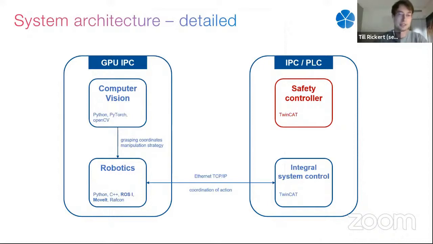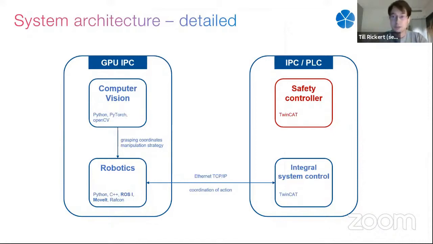This is the manipulation strategy. The robotics component then processes this information, and it is set up with Python and C++, using ROS-Industrial and MoveIt, and the robotic state machine is implemented via the RAFCON package of DLR. This robotics component communicates with the integral system controller, which is hosted on the real-time PLC, via a customized Ethernet TCP/IP communication. We exchange important system data, like which component is where, to avoid collisions and that kind of stuff, and to orchestrate the overall system.